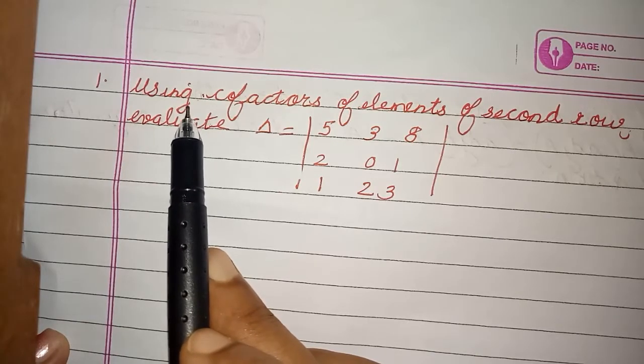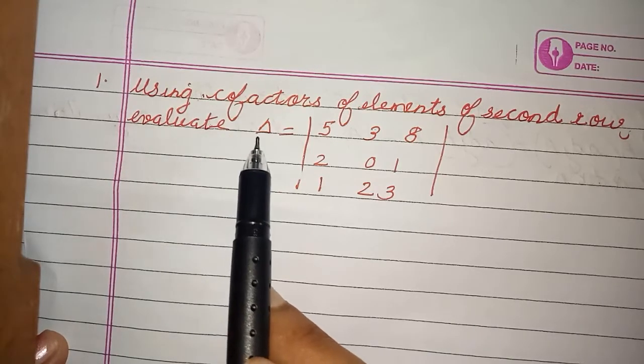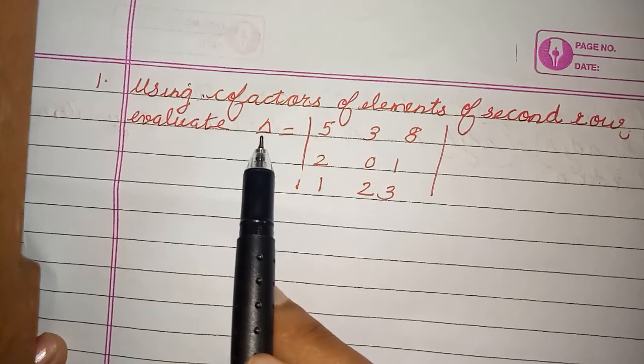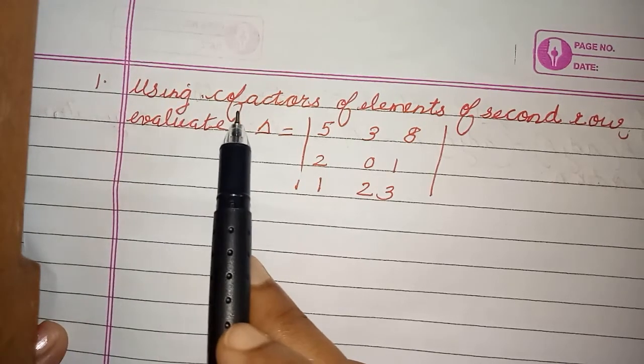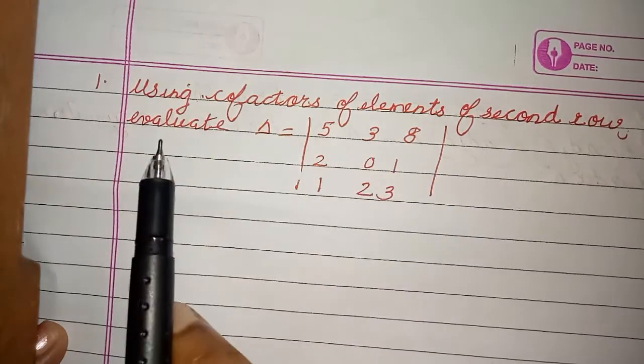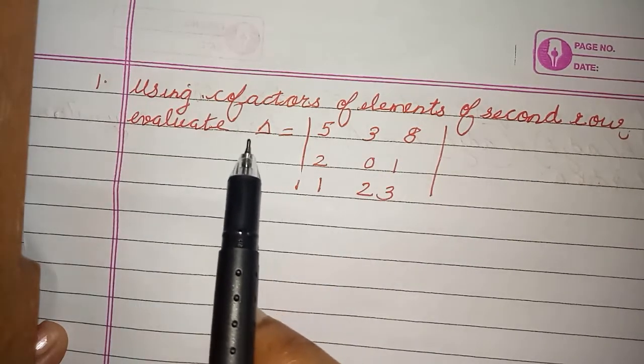Today we are going to find the value of the determinant through different methods. So let us see one of them. Using cofactors of elements of the second row, evaluate the determinant, that means delta.